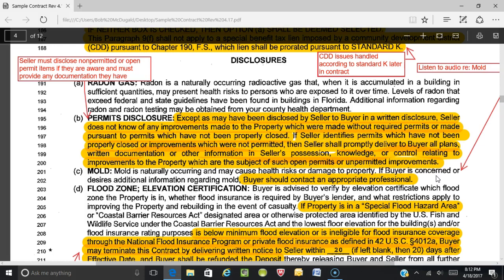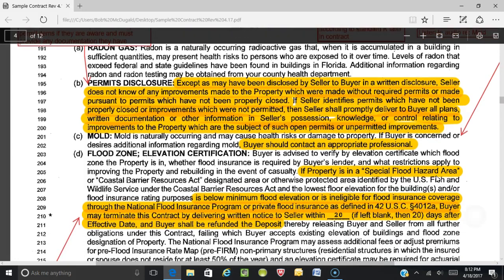Hope that makes sense. So you want to give yourself a little more time than the regular inspection time to actually have the mold inspection in the event that the first inspection brings up things that may be of a concern.